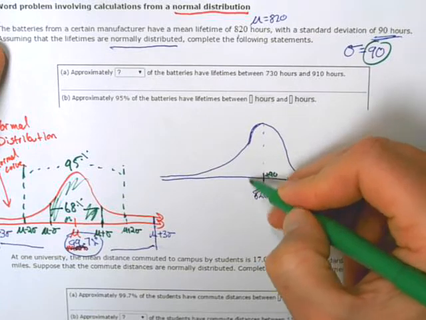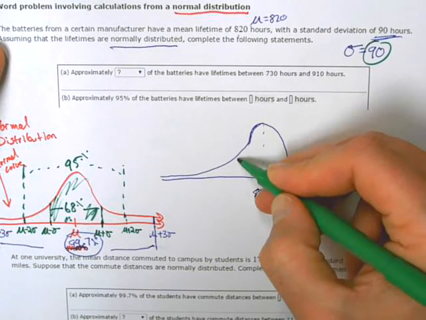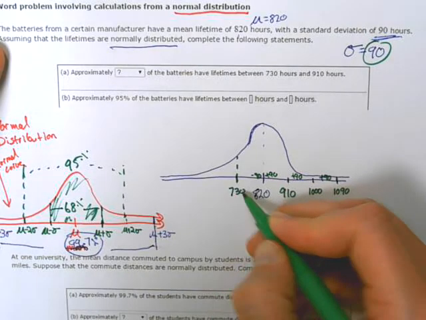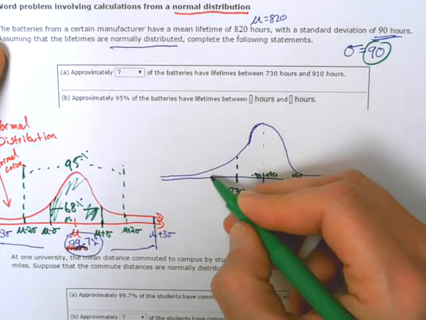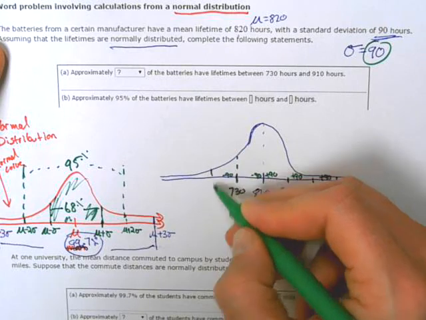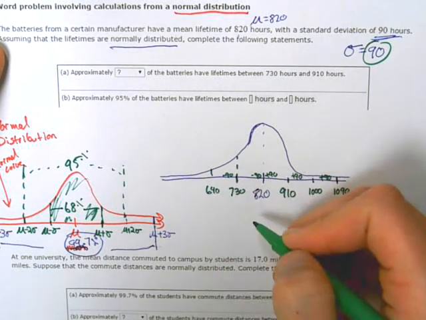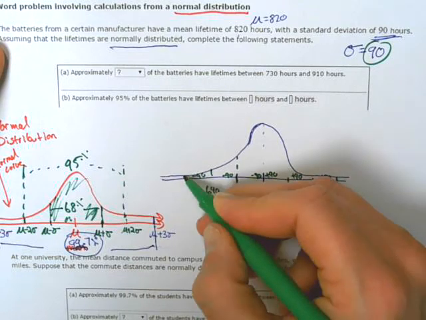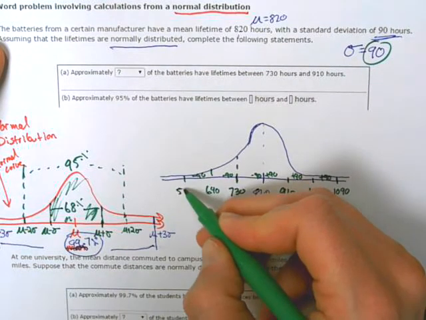Then I have to subtract 90 from the mean to take me 1 standard deviation to the left. That would be 730. That's one standard deviation. If I go another 90 less than that, that'd be 640. If I go one standard deviation less from that and subtract another 90, that'd be 550.